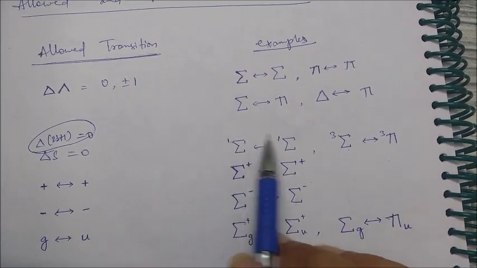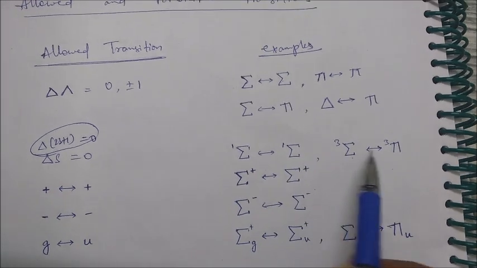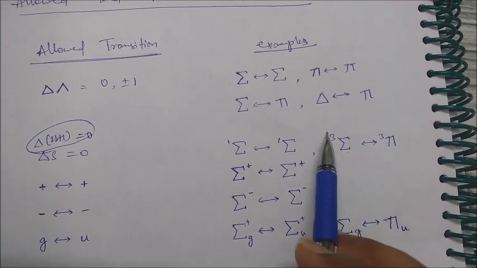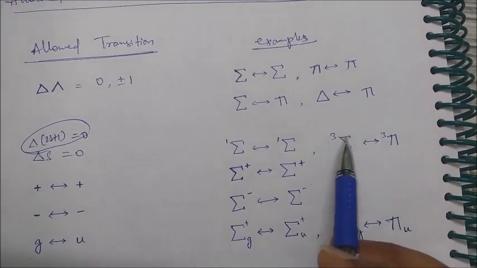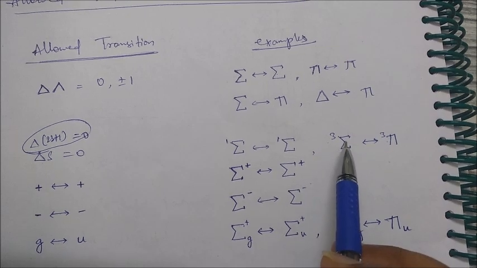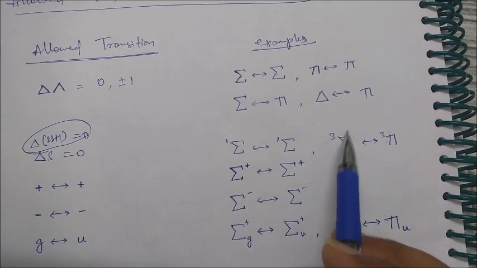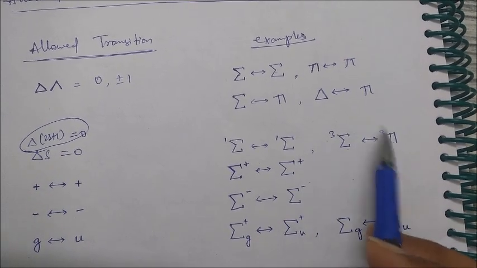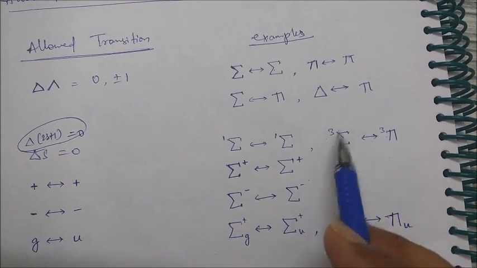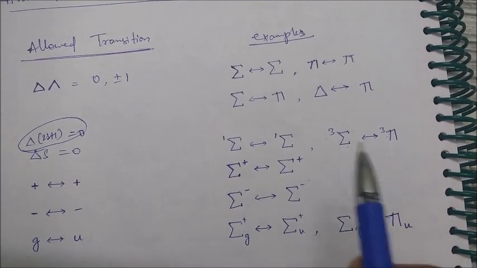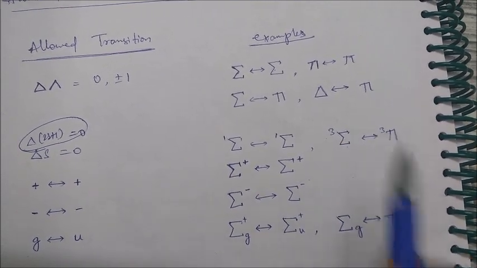Yeah, meaning the spin multiplicity should be the same. So like this, see, here it is 1, here it is also 1. This is allowed because the spin multiplicity is the same, and the lambda value here is 0 and here is 1, so that is also allowed from the first rule. So both rules combined tell you that this is an allowed transition.